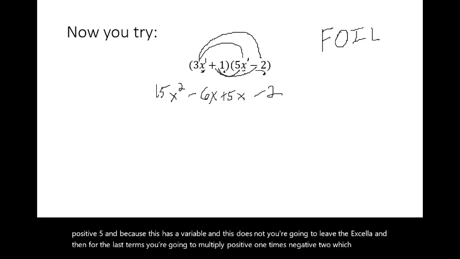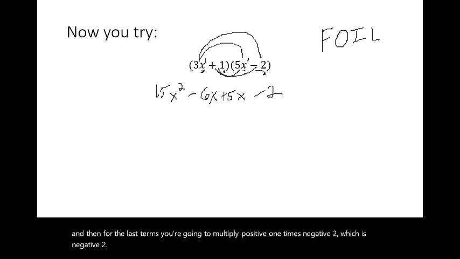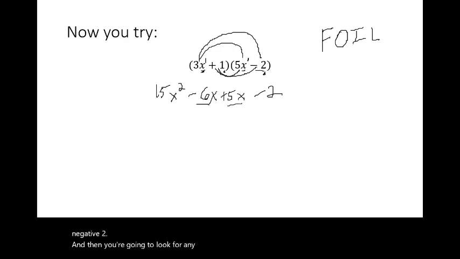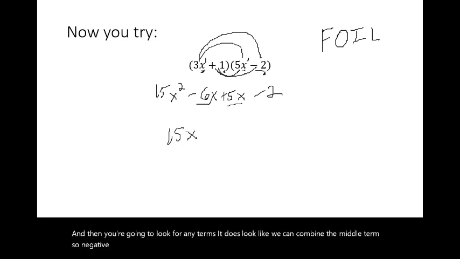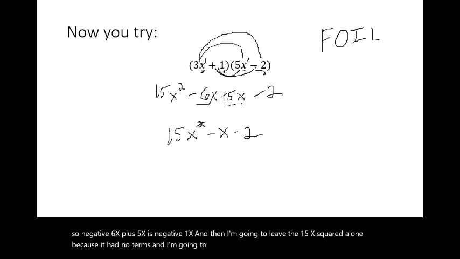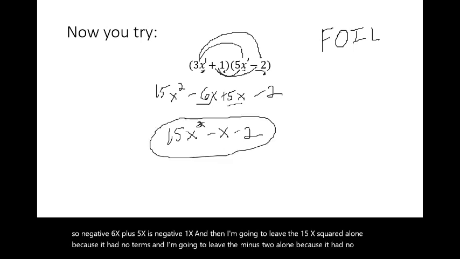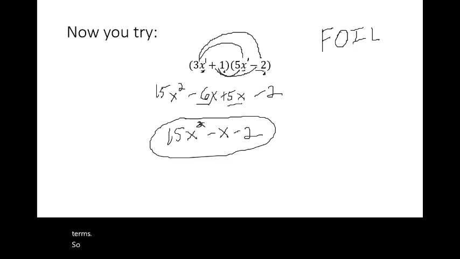And then for the last terms, you're going to multiply positive 1 times negative 2, which is negative 2. And then you're going to look for any like terms. It does look like we can combine the middle terms. So negative 6x plus 5x is negative 1x. And then I'm going to leave the 15x squared alone because it had no like terms. And I'm going to leave the minus 2 alone because it had no like terms. So then this is going to be our final answer.